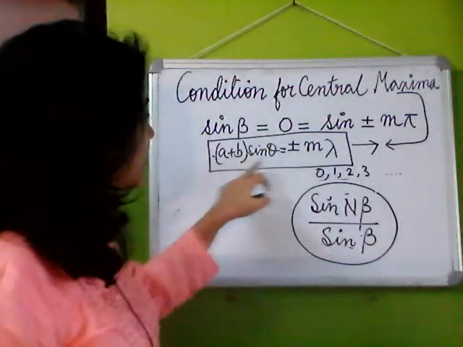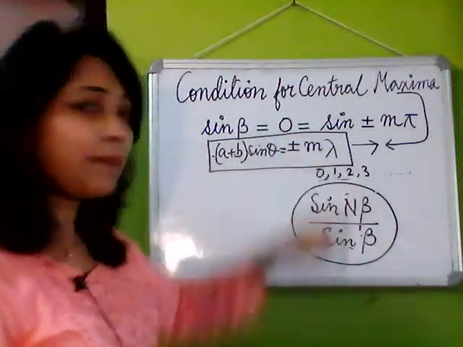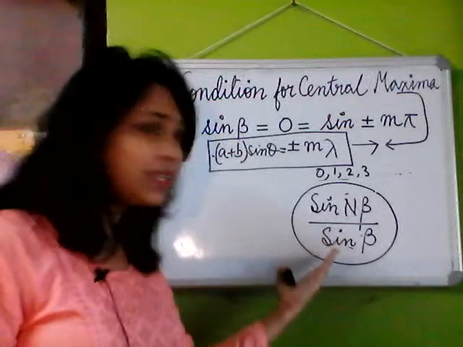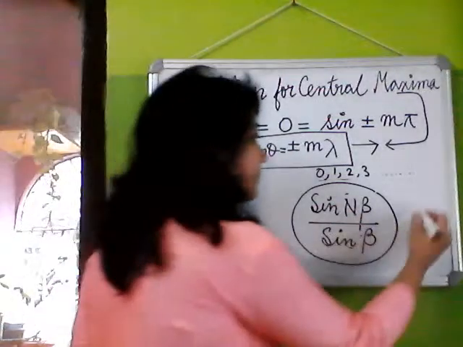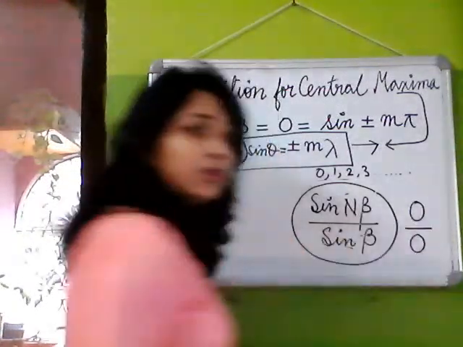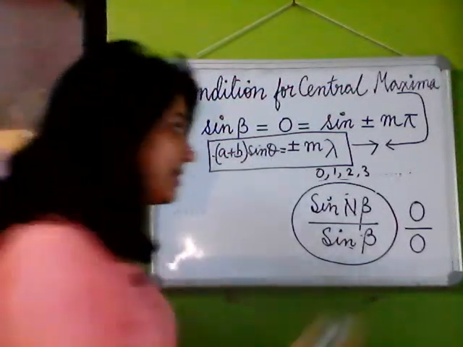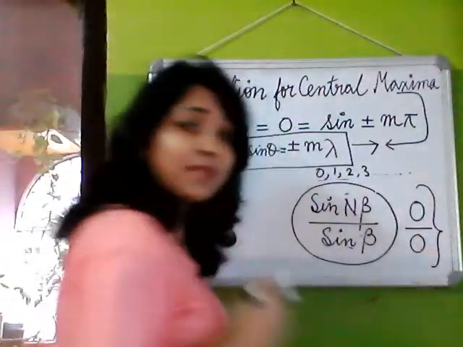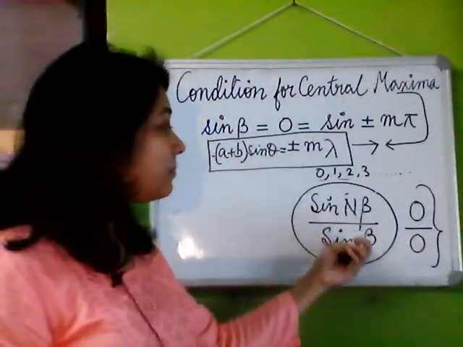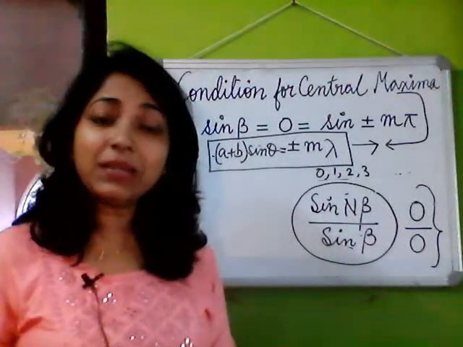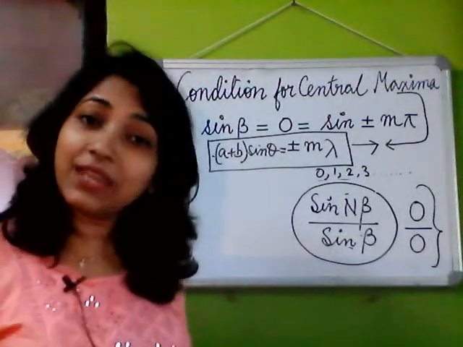Whenever this beta is going to take the value of 0, or (a plus b) sin theta is going to take the value of m lambda, what will be the value of this particular term? The numerator is also 0. The denominator is also equal to 0, isn't it? So then what will be the resultant? This is giving us an indeterminate value. So we are not able to calculate the value of sine n beta by sine beta. Does that mean we will not be able to calculate the intensity of light? Will it be so large that we cannot measure it?